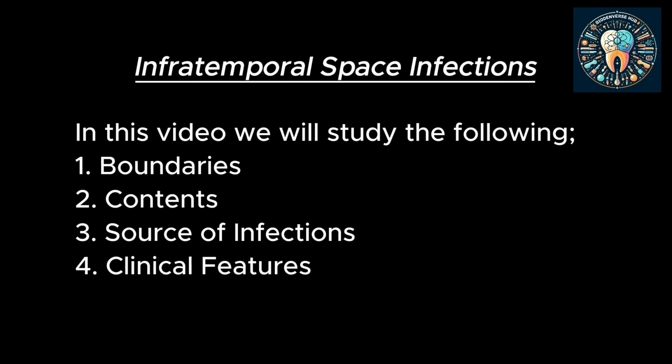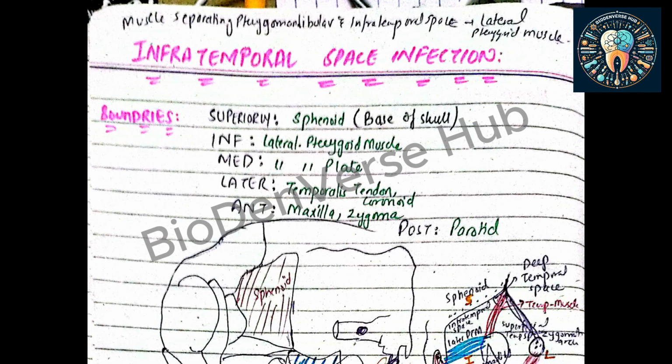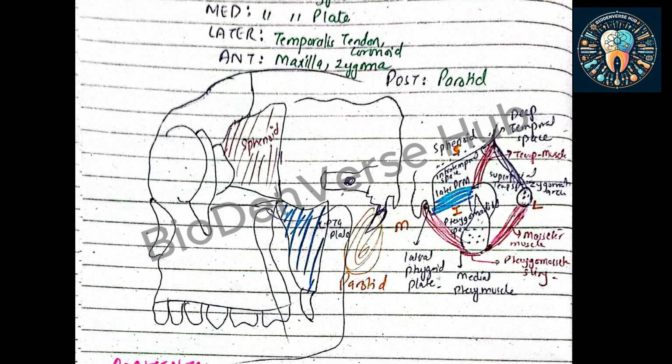First of all, we will study the boundaries. As you can see in the diagram as well, superiorly we have the sphenoid bone, the base of the skull. Inferiorly we have the lateral pterygoid muscle. Medially we have the lateral pterygoid plate. Laterally we have the temporalis tendon and the coronoid. Anteriorly we will have maxilla and zygoma, and posteriorly it is bounded by the parotid gland. So these were the boundaries of the infratemporal space.